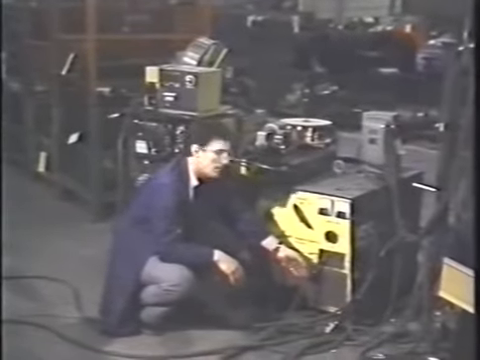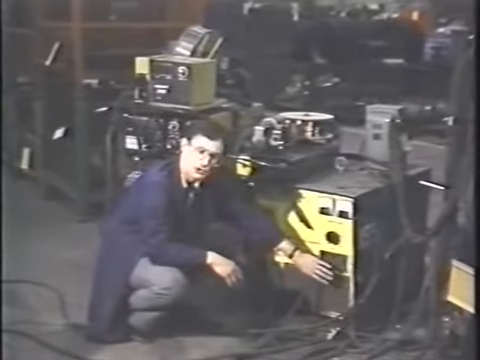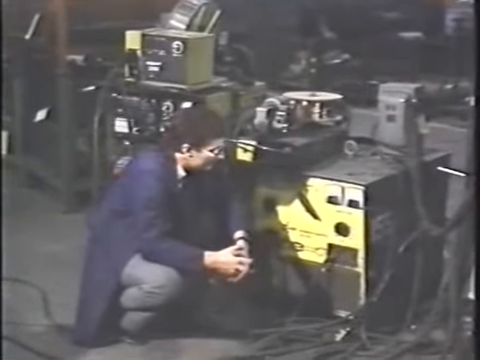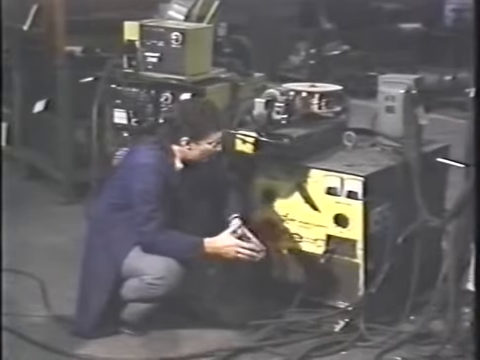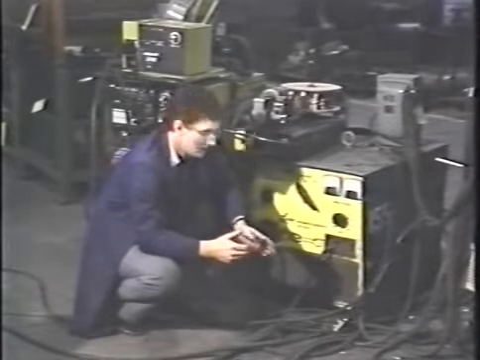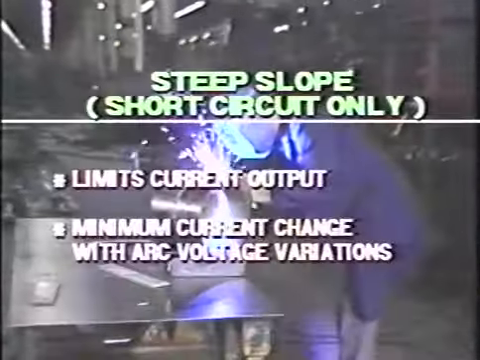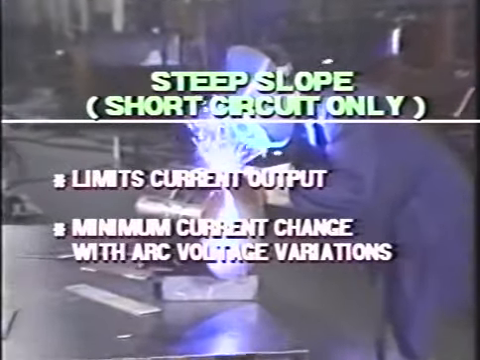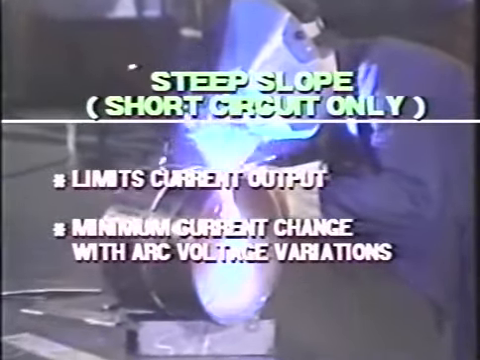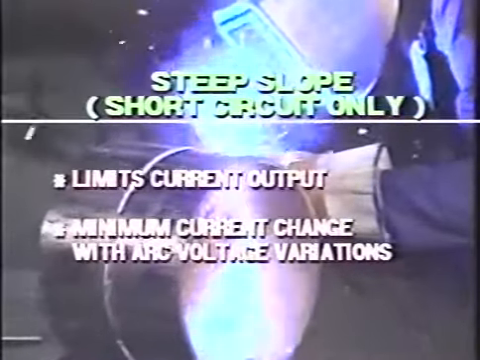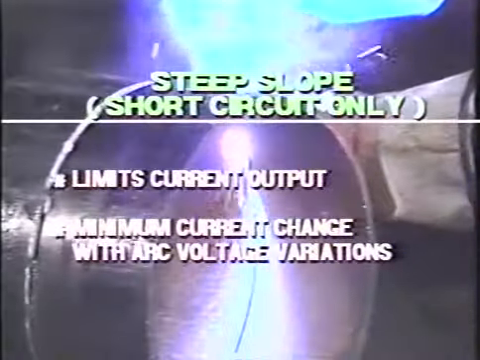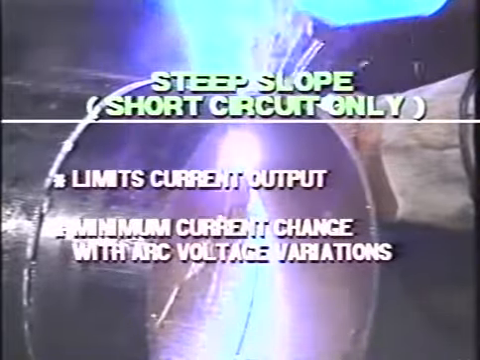Some of the units on the market offer two slope outputs, a steep slope and a flat slope. What does slope mean exactly? Well, in this particular machine, the steep slope provides control during the short circuit. It doesn't allow the current to be too high each time the wire short circuits. So if you're welding thin metals, having a steep slope output provides a little bit better control.